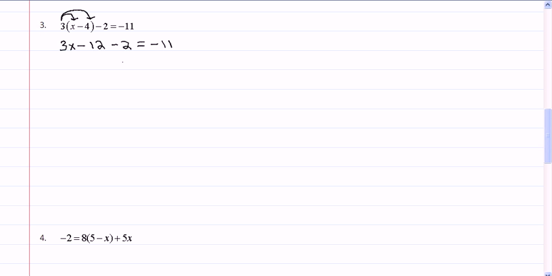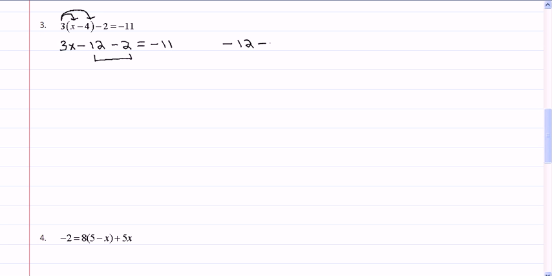So in this example, step 2 applies. Step 2 says to combine like terms. On the left side of the equation, we have a -12 minus 2. So these terms can be combined. So let's work that out on the side.